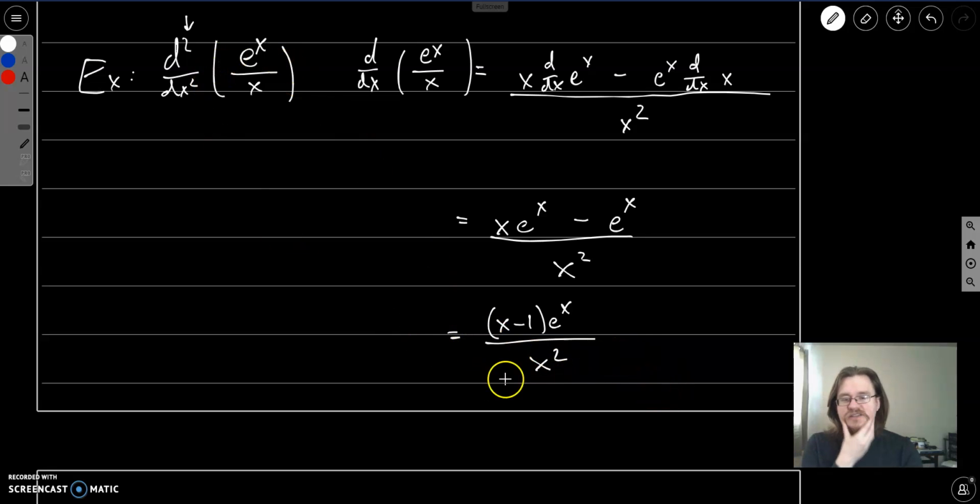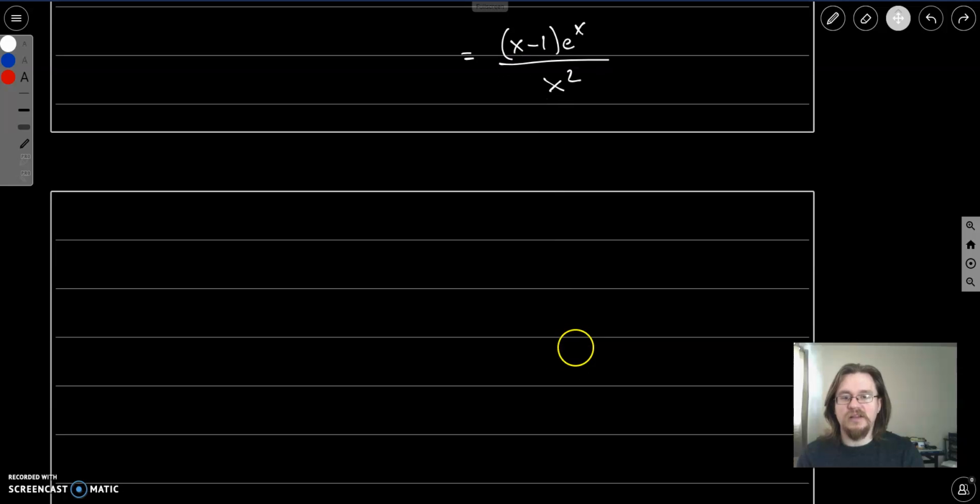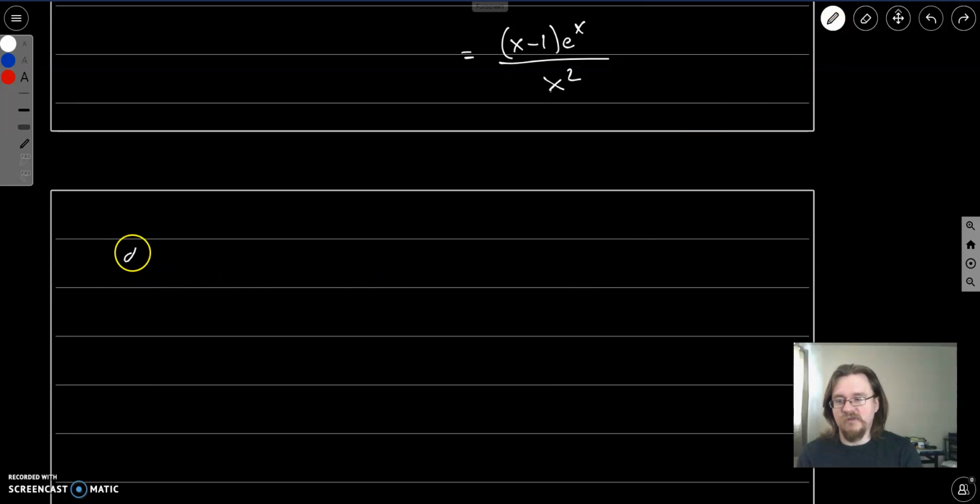So again, this is fairly straightforward when we have things that are the derivative of e to the x and the derivative of x. This could be a lot more complicated if I chose different things for the top and bottom, but so far this is fairly straightforward. Let's take the second derivative now, which is what the question originally asked for. I want to take the derivative of this guy, so we get x minus 1 times e to the x all over x squared.